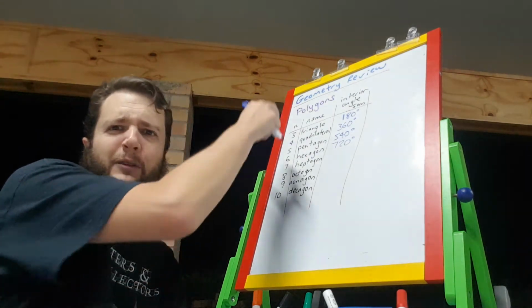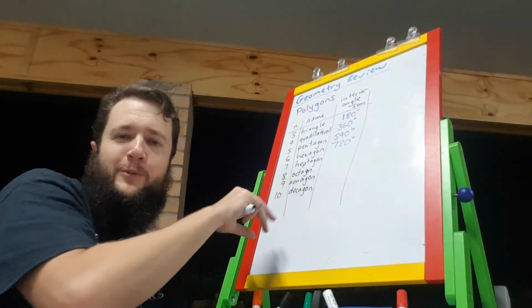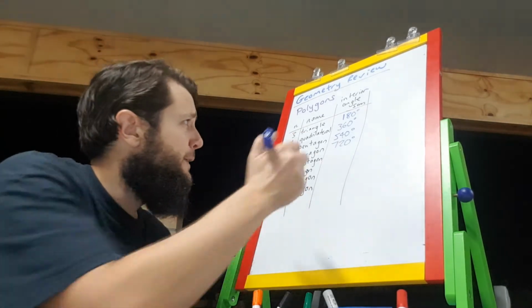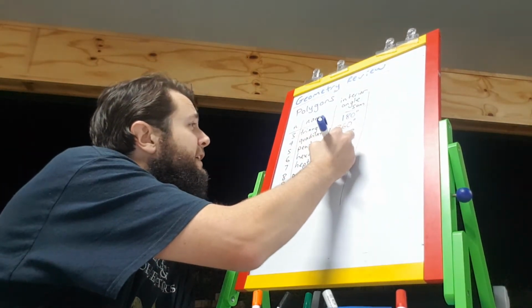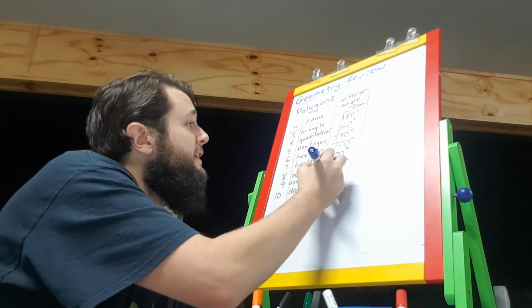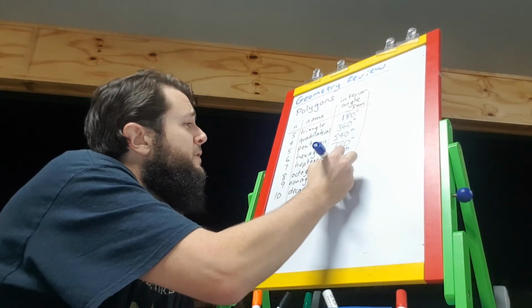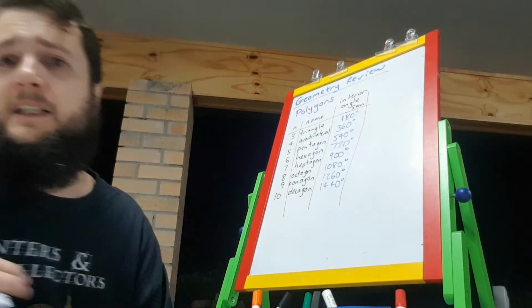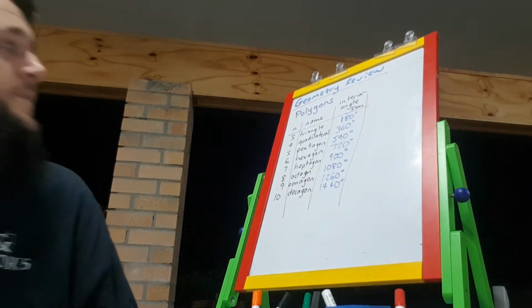Seven-sided objects, see, normally we sit here and we get you all to come out and write them on the board and you'll get stickers, so you're being really deprived of your stickers here. So add another 180, you get 900. Add another 180, you get 1,080. And then 1,260, and 1,440. And you could keep going forever.